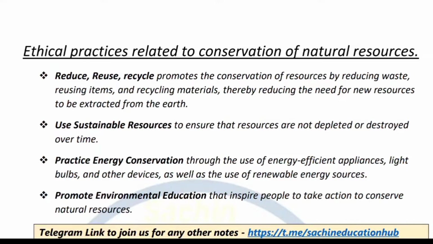That means reduce the wastages, reuse the items and recycle the various types of materials, so that the demand for new resources will be reduced in the coming time, and the environmental or natural resources will be conserved very easily. So the first one is the 3R.